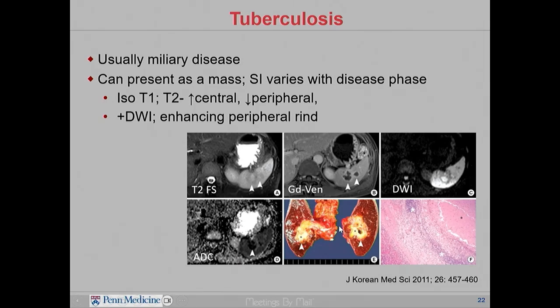Another one which we don't see a lot of here in the U.S. nowadays is tuberculosis, although I think there is a little bit of a comeback in some areas. But again, you have these complex cystic structures with peripheral rim enhancement, and this was an example of TB.